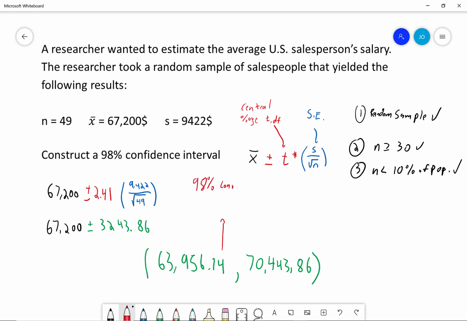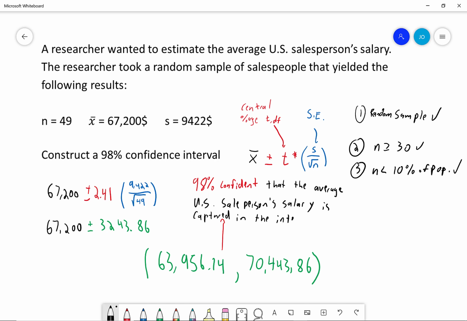Again, we're not 100% confident. We're 98% confident that the average salary, the average U.S. salesperson salary, is captured in the interval. Right? That's what we can say based on our results.